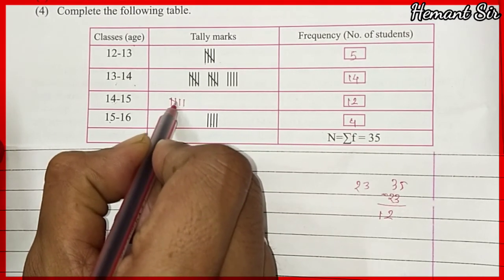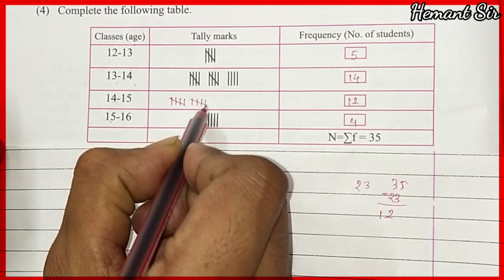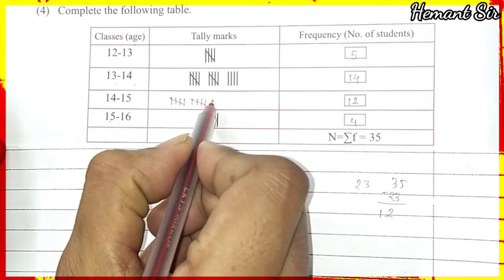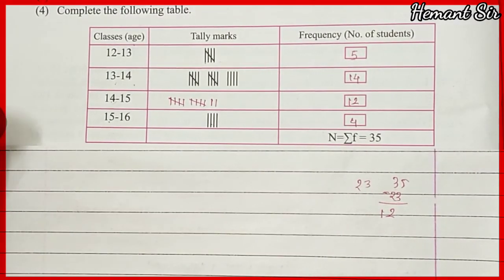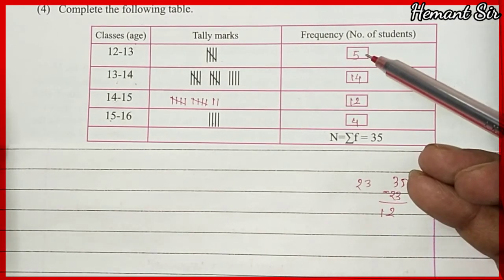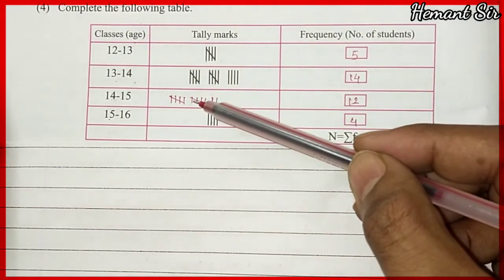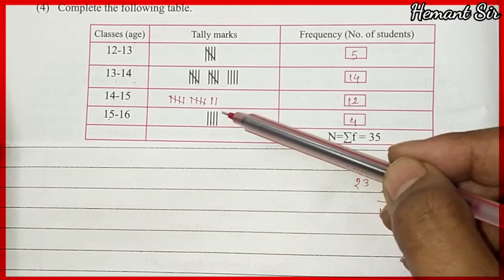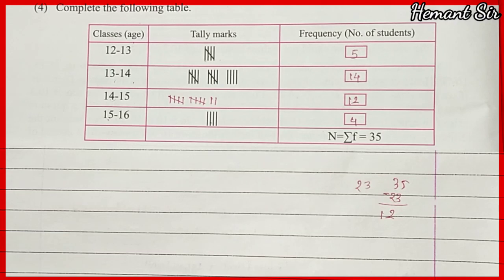So for 12 we have to write tally marks: 1, 2, 3, 4, 5, 6, 7, 8, 9, 10, and the total is 12, so 1 and 2. Now our table is completed. In the fill in the blanks, you have to write 5, 14, 12, here 4, and tally marks 5, 5 and 2, that is 12. In this way you complete the fill in the blank part of your chapter. So we have completed the fourth question also.